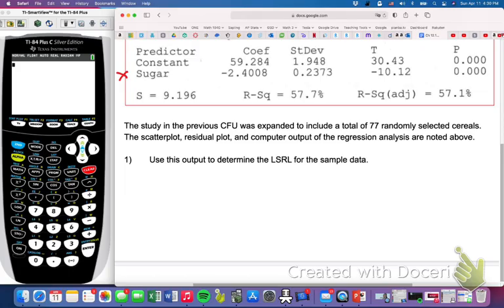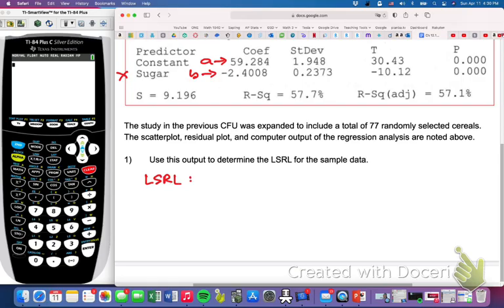So now, how do we read the computer output? So the A, right, is your 59.284, and this A refers to your y-intercept. And then B, right, on the bottom, the second row, is your slope. So your slope is negative 2.4008. So it's a negative slope.